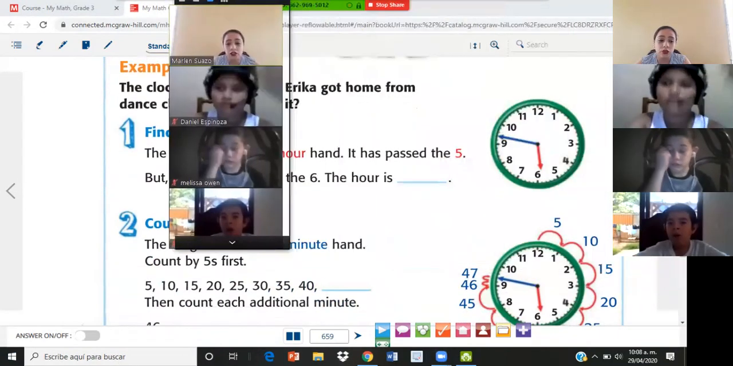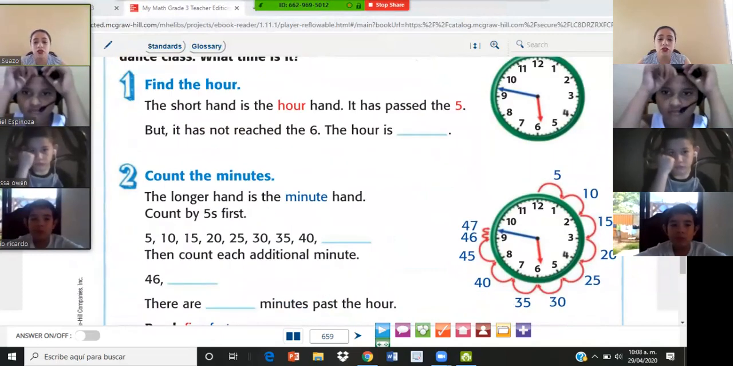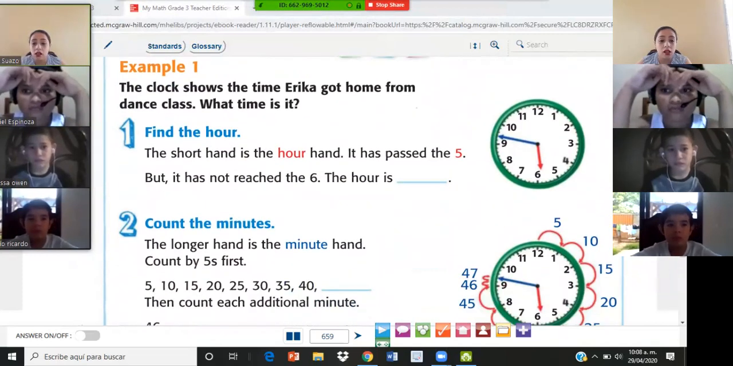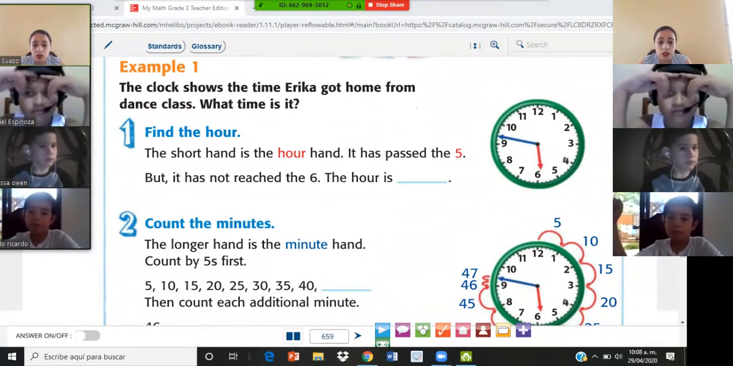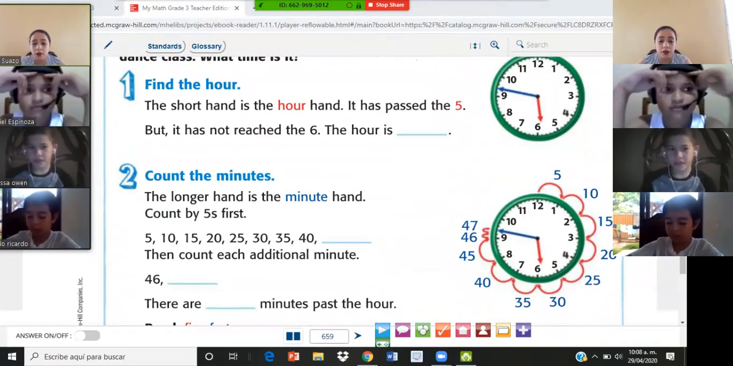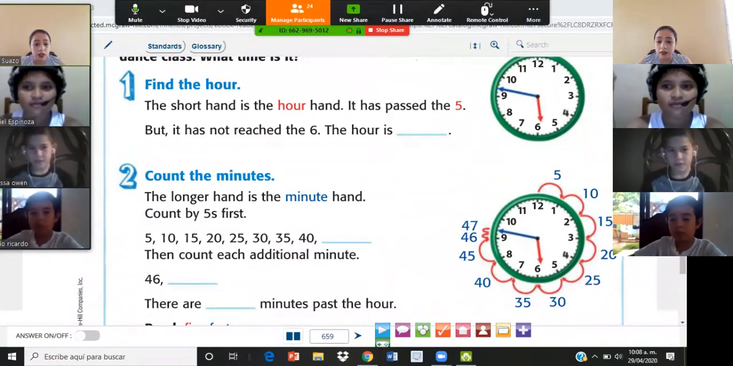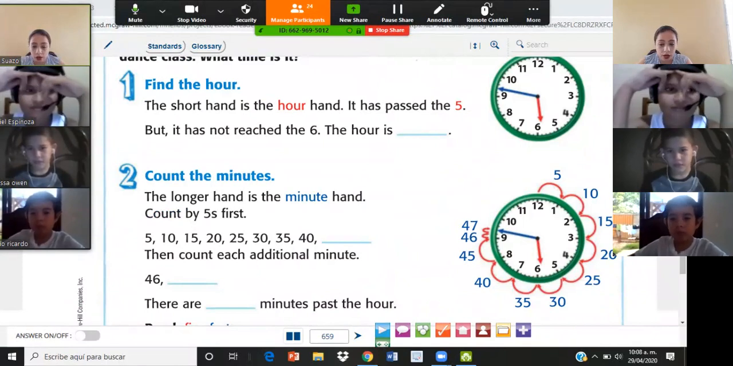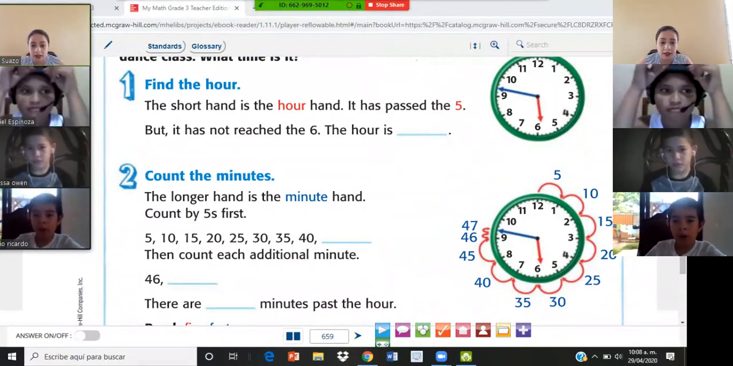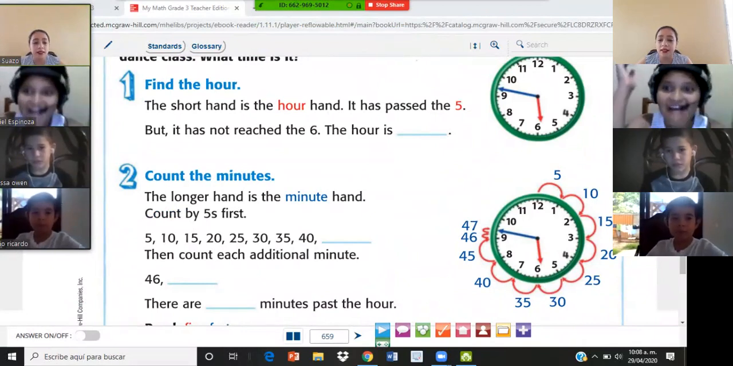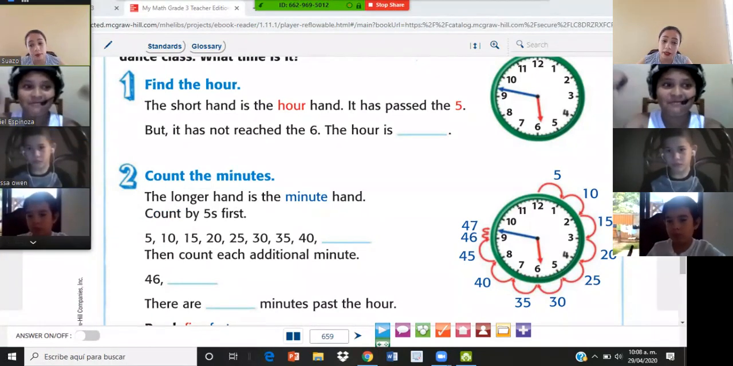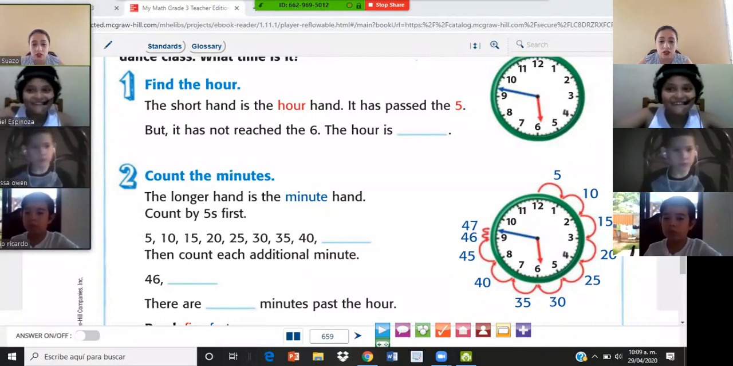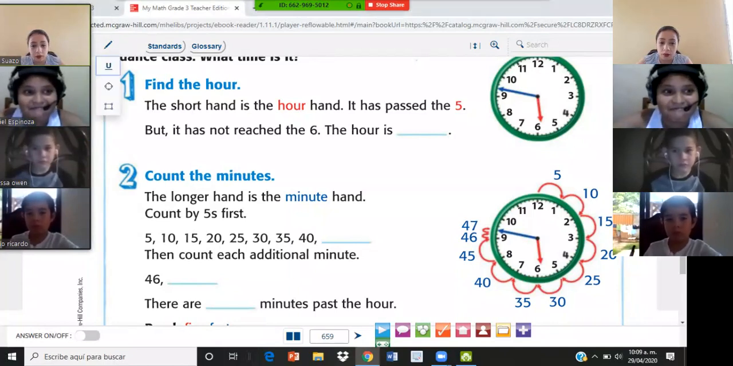Now, I need you to please pay attention to this part, okay? Now, the clock shows time. Start reading in your book. Hi, Mario. The clock shows the time Erika got home from dance class. What time is it? Find the hour. Remember, the short hand tells me the hour and the long hand tells me the minutes. The short hand is on the hour hand. It has passed 5, but it has not reached 6. So what is the hour?